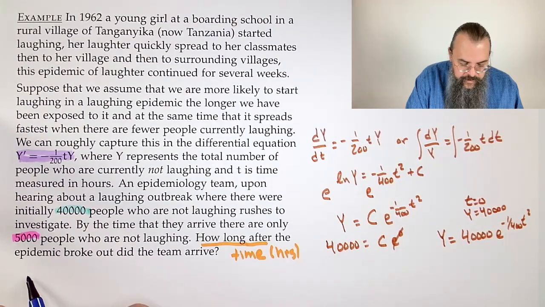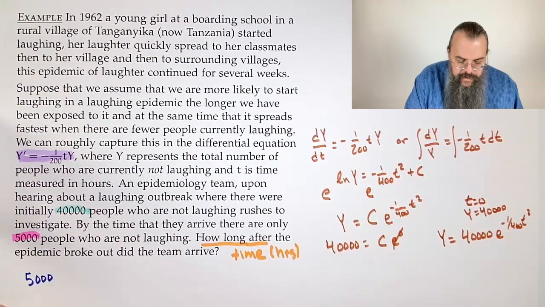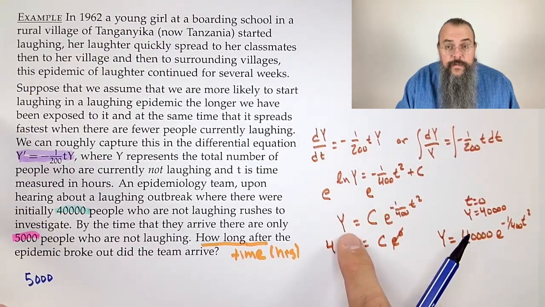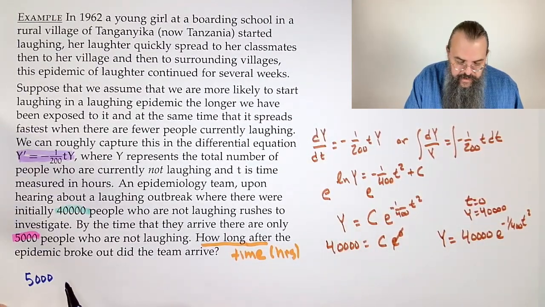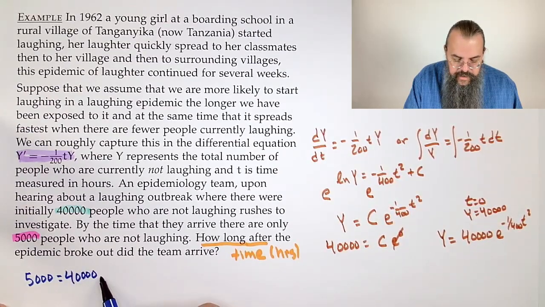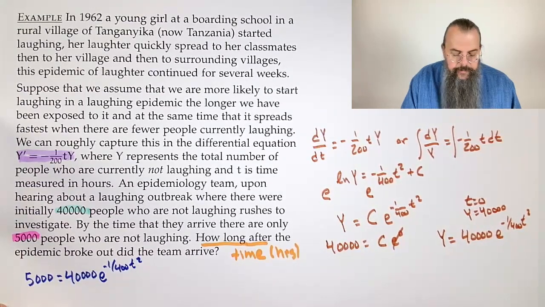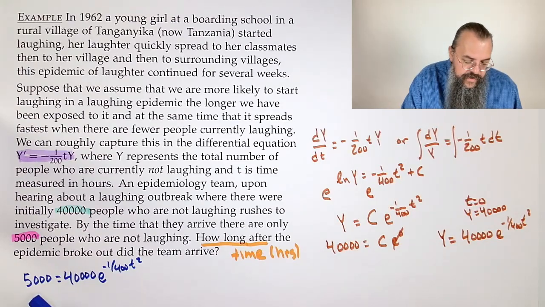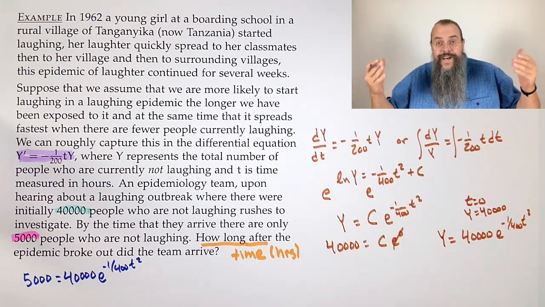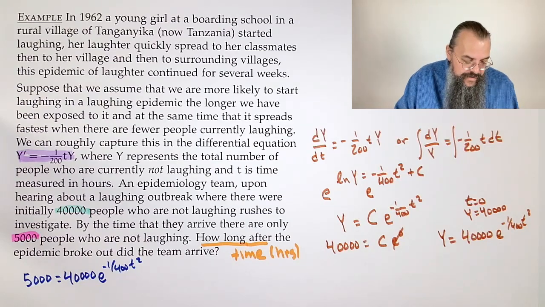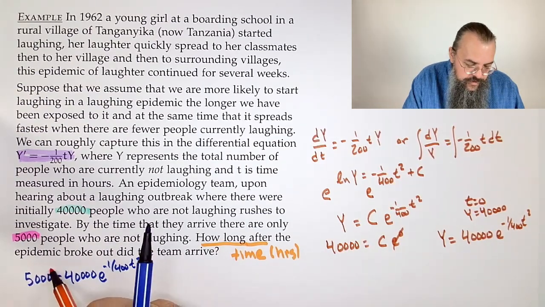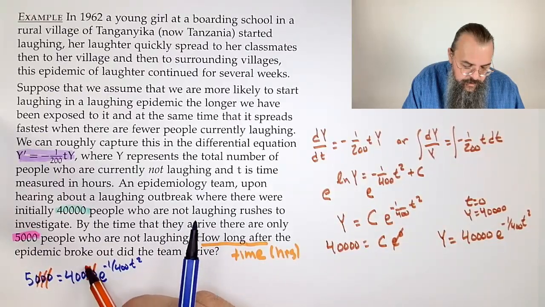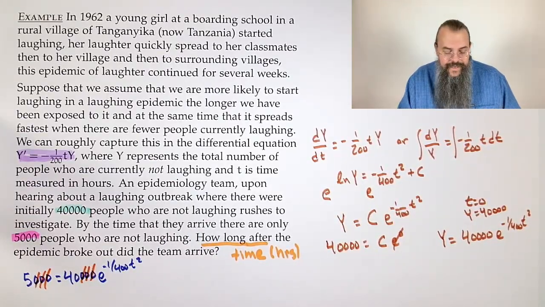Let's start over here. So we want 5,000. That's y. That's the number of people who are currently not laughing. Well, that's equal to 40,000 times e to minus 1 over 400 times t squared. Okay, so we can divide. Take 5,000, divide by 40,000. The nice thing is there's lots of zeros there. So we can even cancel some zeros off before we do that, which really just means divide by 10. So it's really like 5 equals 40 times that.